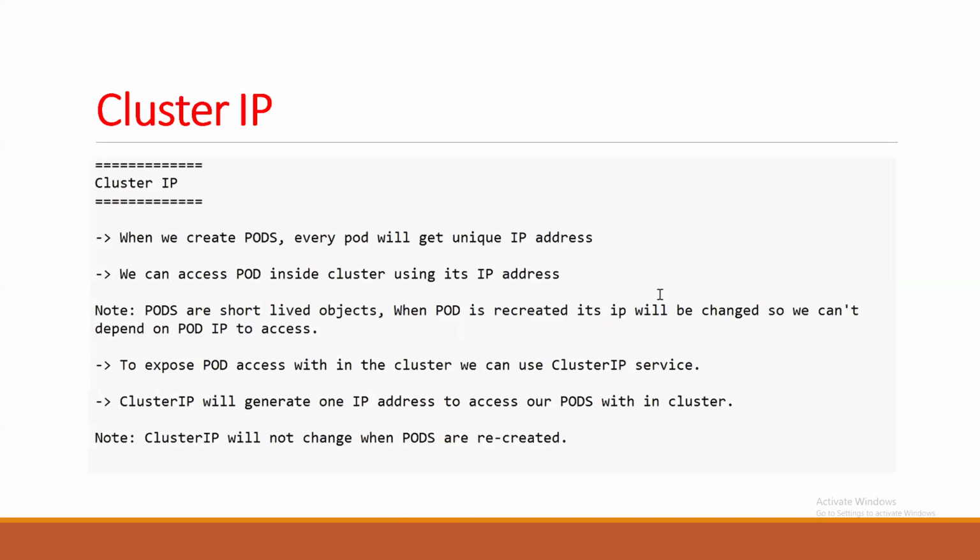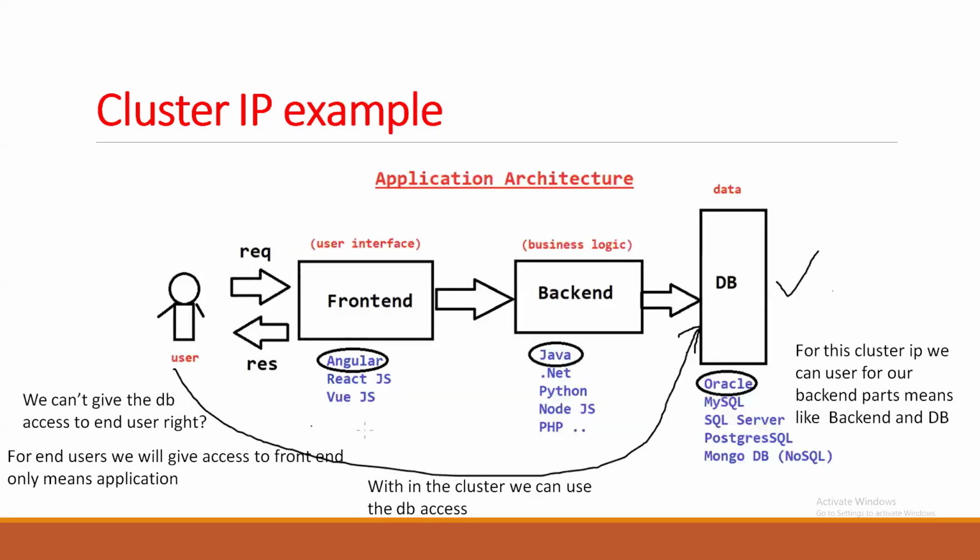So what is the cluster IP? When a pod is created, every pod will get a unique IP address. We can access a pod inside the cluster using its IP address. Pods are short-lived objects. When a pod is recreated, its IP will change, so we cannot depend on the pod IP to access it. To expose pod access within the cluster, we can use the cluster IP. Cluster IP will generate one IP address to access our pods within the cluster. The cluster IP will not change when the pods are recreated.